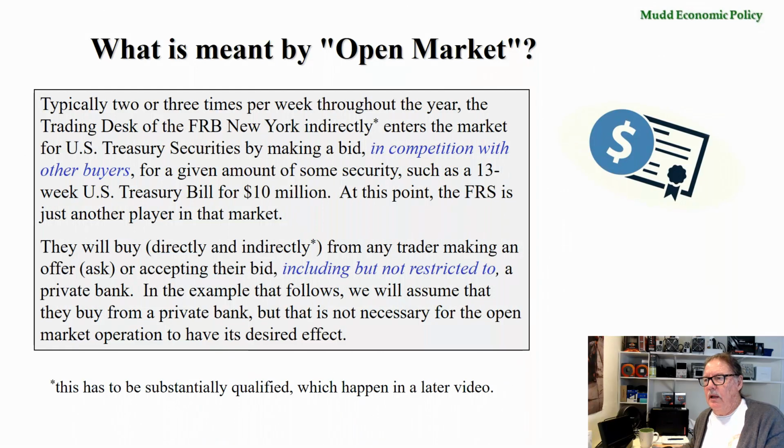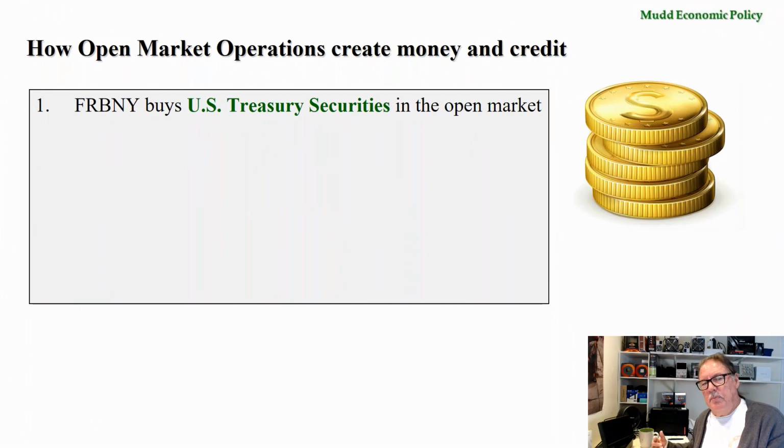Now, when we say indirectly, that does have to be substantially qualified, and that will happen in a later video. In the initial simple video, we're going to gloss that over a little bit and simply say that they're dealing with a private bank that is licensed to trade effectively with the Federal Reserve System directly. Now, specifically, this is what we're going to see in these open market operations. It effectively comes down to 4 steps.